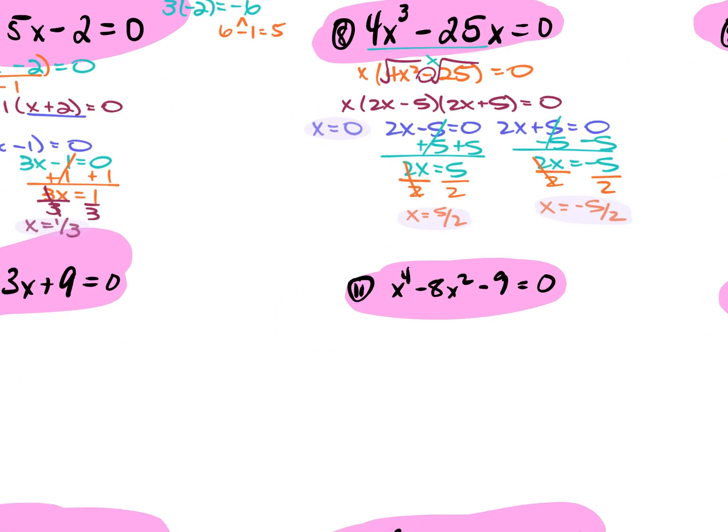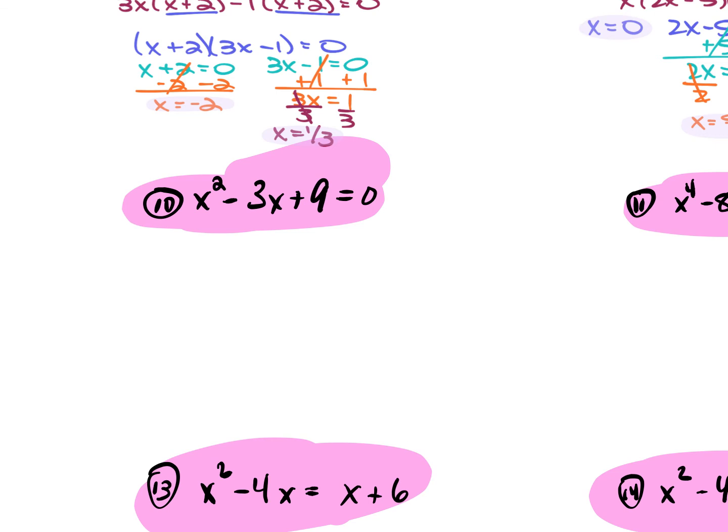All right, so for number 10, we have x squared minus 3x plus 9 is equal to 0. Do we have factors of 9 that add up to be negative 3? No. So how are you going to solve this? If you use your quadratic, what's your A? Wait, question. Isn't x squared a 9?